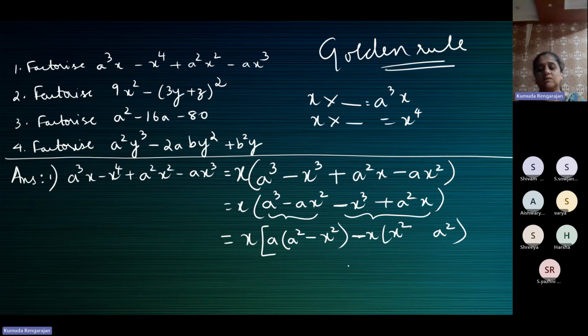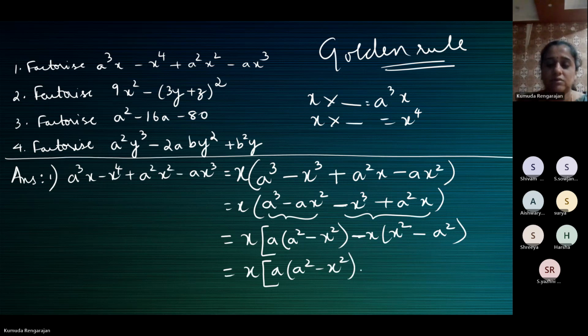So now you see that the terms inside the bracket match, but the order is different. In the first bracket, we have a square minus x square, while in the second one, we have x square minus a square. We have come across such a situation earlier. So what you have to do is change the order. Write x square minus a square as a square minus x square, and change the sign outside the bracket. I've told you this.